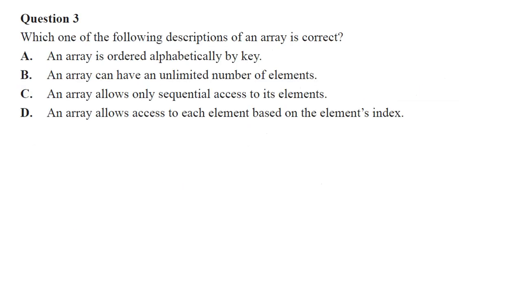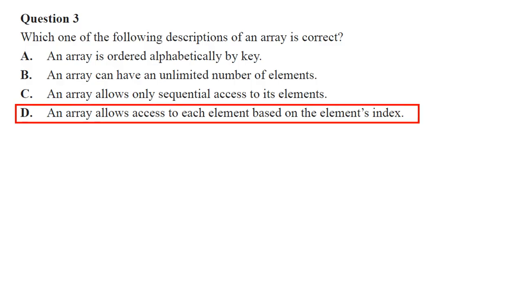Next multiple choice. Make sure you've paused. So let's consider it one by one. The array, well, it's just not ordered alphabetically by key. They are ordered by number. It cannot have an unlimited number of elements. We need to define how many elements the array has at the start. It does not only allow sequential access like a list might, but in fact, we're left with D, allows access to each element based purely on the index. The answer is D.